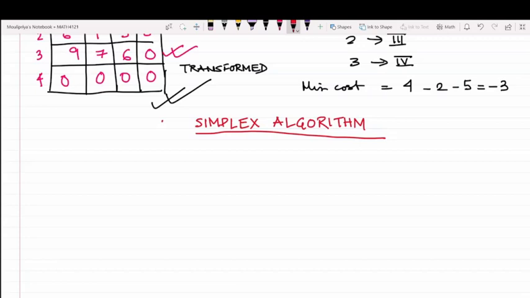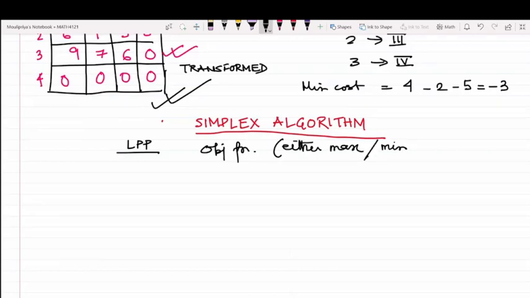So if I ask you to do a little bit of revision on linear programming problems, can you tell me what we write at the top of an LPP? We write down the objective function at the top, which is either a maximization type or a minimization type.